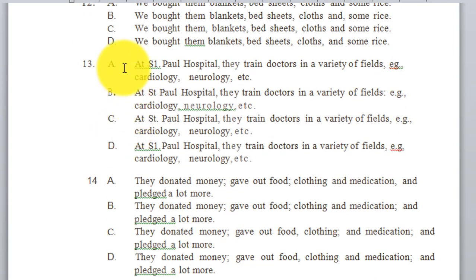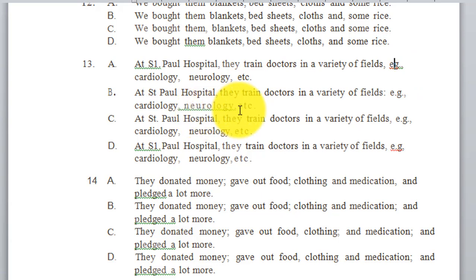Question number 13: here at St. Paul Hospital, St. Paul meaning Saint Paul Hospital, the trained doctors in a variety of fields, example. The problem is example; look here, for instance, exemplification. There is a kind of punctuation between the small letter e and the small letter g, so this is not right, it is wrong. There must be a period between the two, and there is no period, so that's wrong.